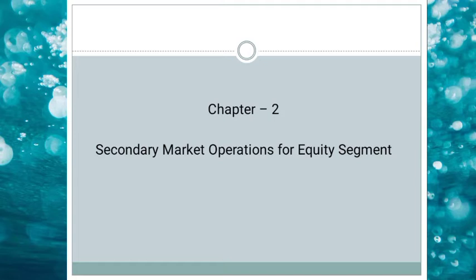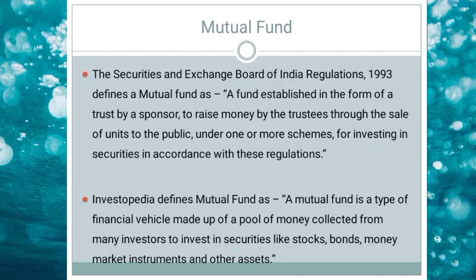In chapter number 2, that is secondary market operation, previously we were discussing the mutual fund, its scope, and we have started with its types. Again, we have a quick recall.